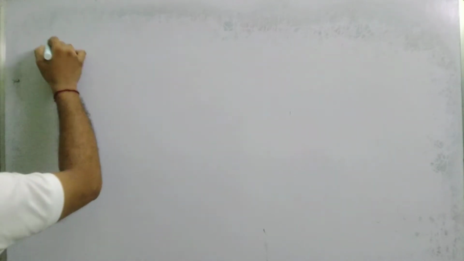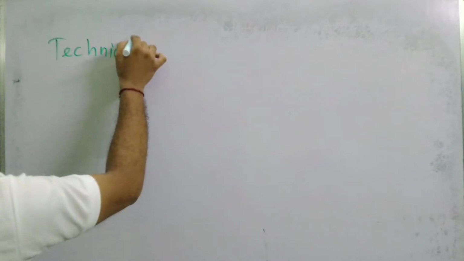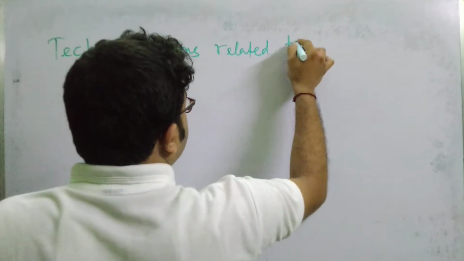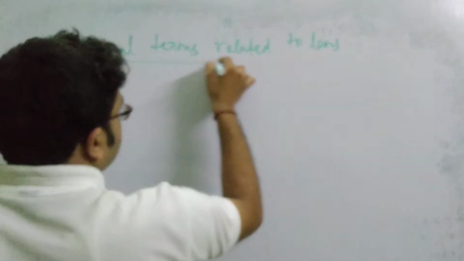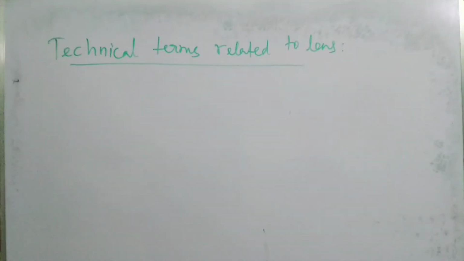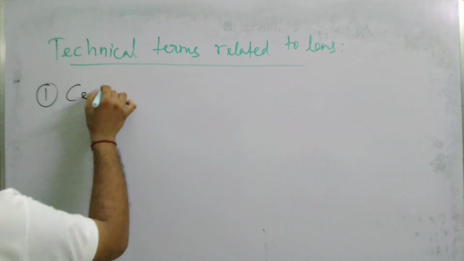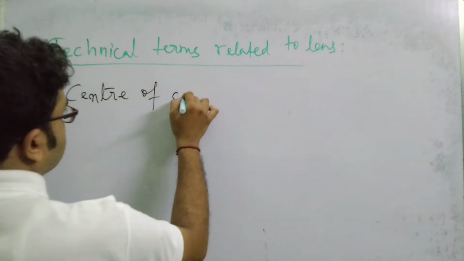Okay, so let us come to the technical terms. Today we will be mainly discussing the technical terms related to lens. So this is today's topic of our discussion. Fine. So what are the technical terms? Let us come to the point one by one. The point number one is center of curvature. Now what is center of curvature? Let us discuss in detail.